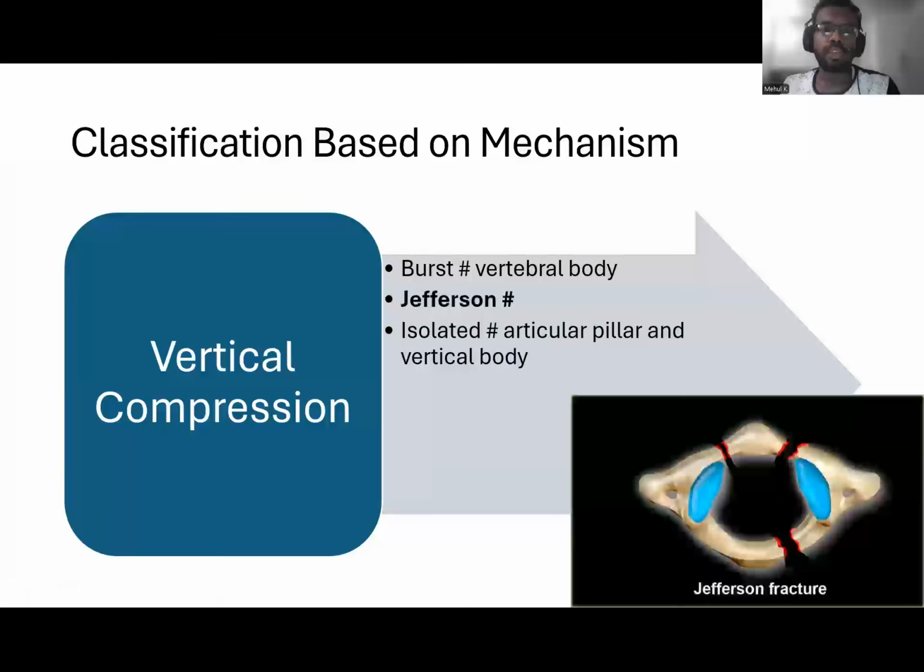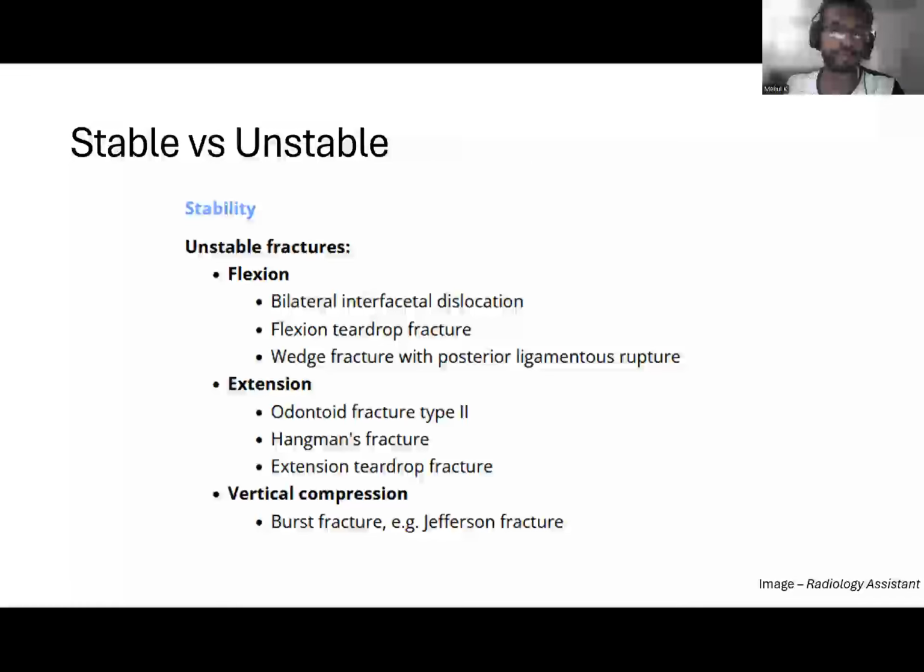Vertical compression, Jefferson fracture. So this is basically due to vertical compression directly on top of the head. So you can have breaks in the anterior and posterior parts of the arches of your C1. So that is a Jefferson fracture that can be unstable. So again, the crux of it is that you look for unstable injuries. If there is gross translation of one vertebra over the other and spinal canal compromise, that is obviously unstable.